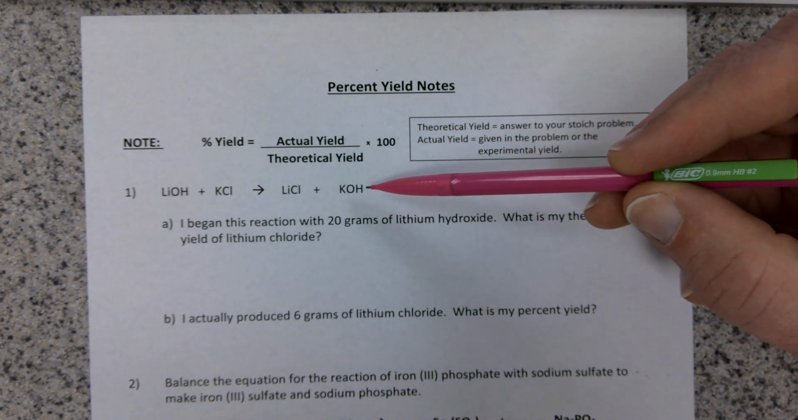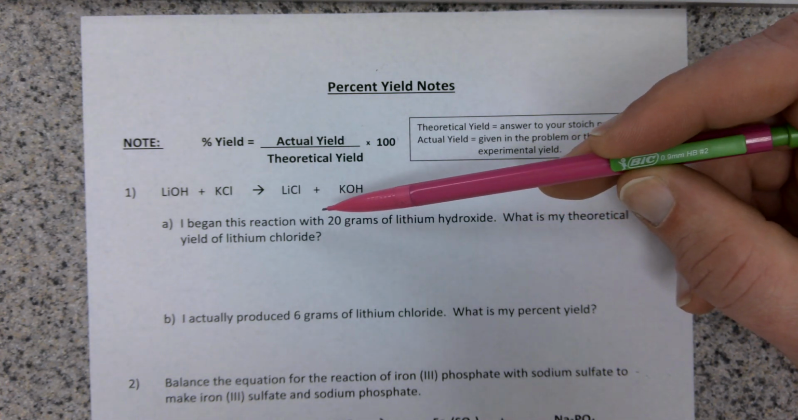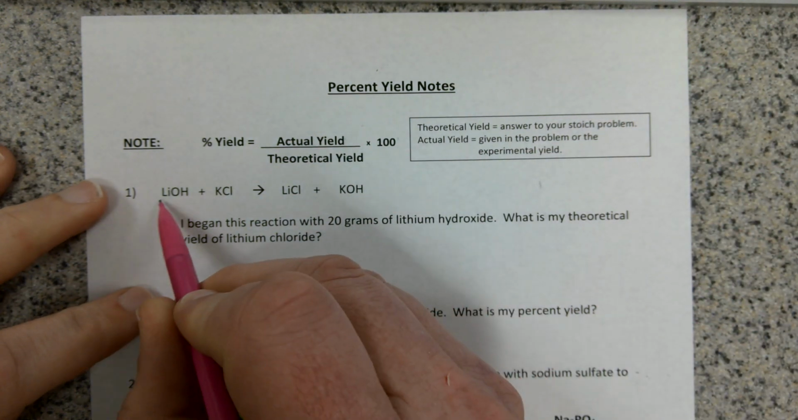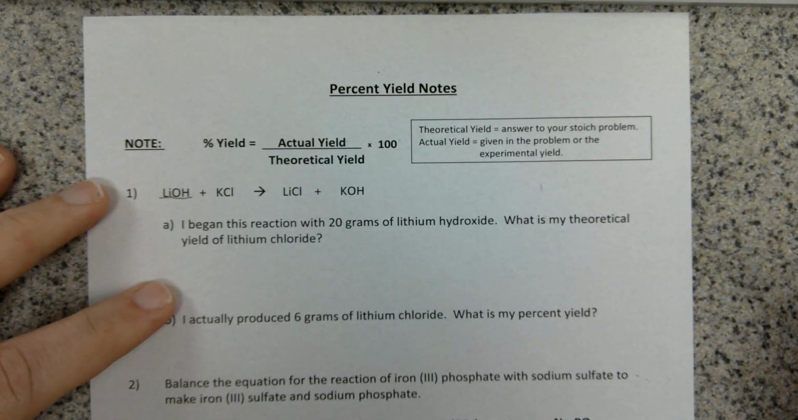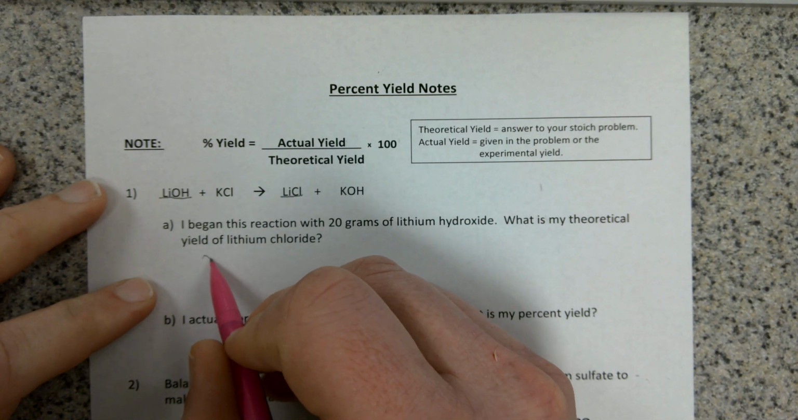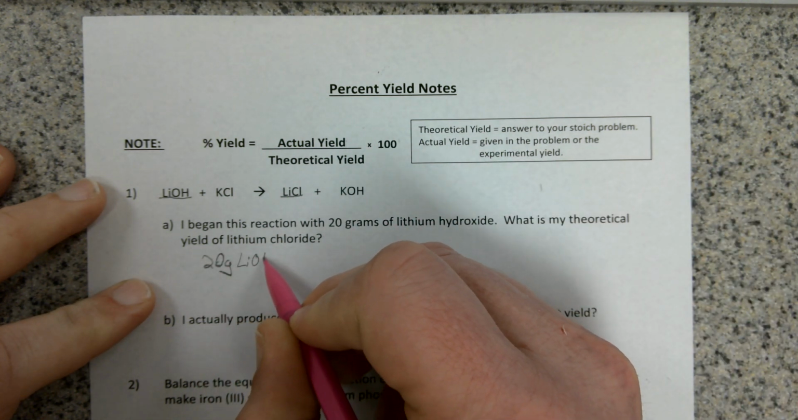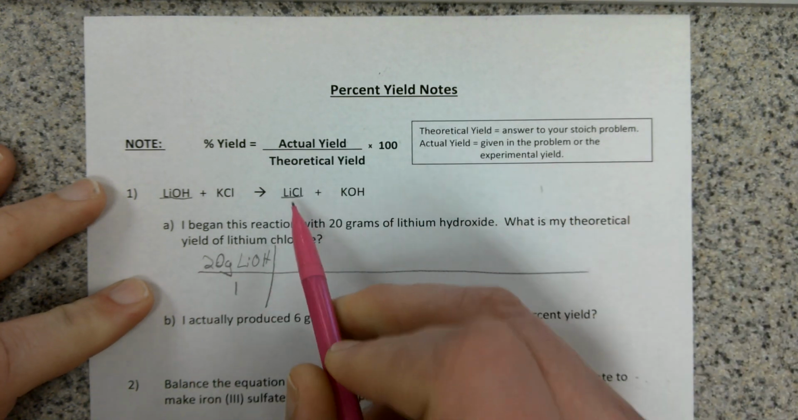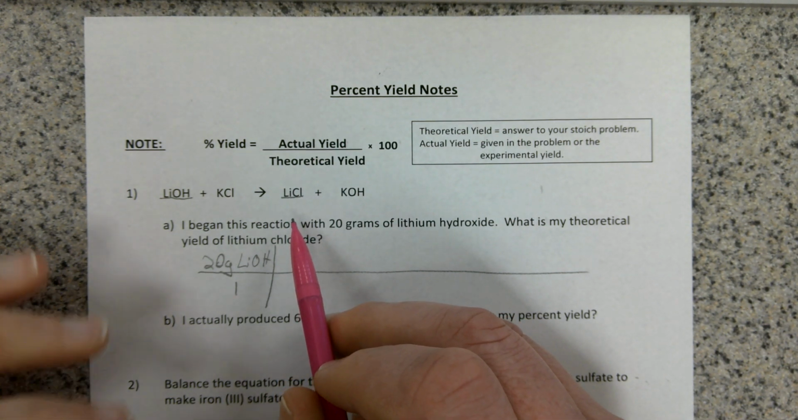This equation is already balanced. You need to make sure it is balanced first, but this one is. So in this one, I began this reaction with 20 grams of lithium hydroxide. So we're going from lithium hydroxide. What is my theoretical yield of lithium chloride? So we're converting grams of lithium hydroxide and we're trying to get to grams of lithium chloride. So our basic stoichiometry equation, nothing new here.